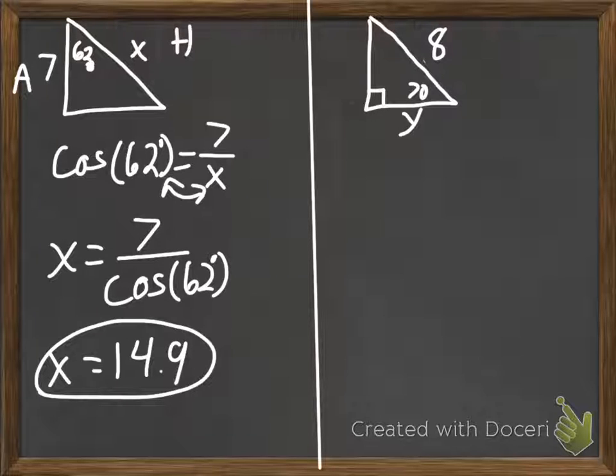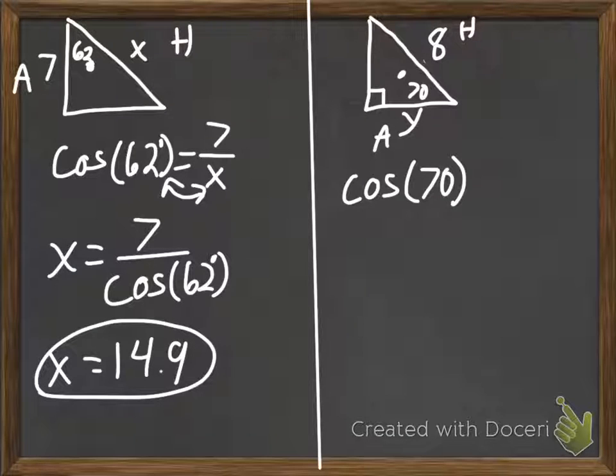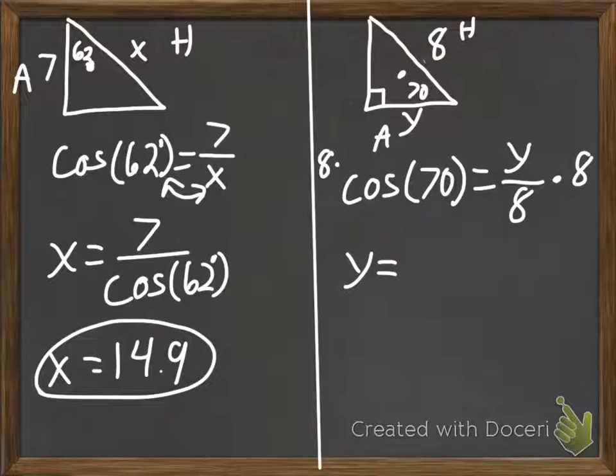In our other example, we have our 70 degrees, y is adjacent, 8 is the hypotenuse, so we get the cosine of 70 equals y over 8. Because our variable is in the numerator, we're going to multiply by the denominator. And if we plug 8 times the cosine of 70 in the calculator, we get 2.7.